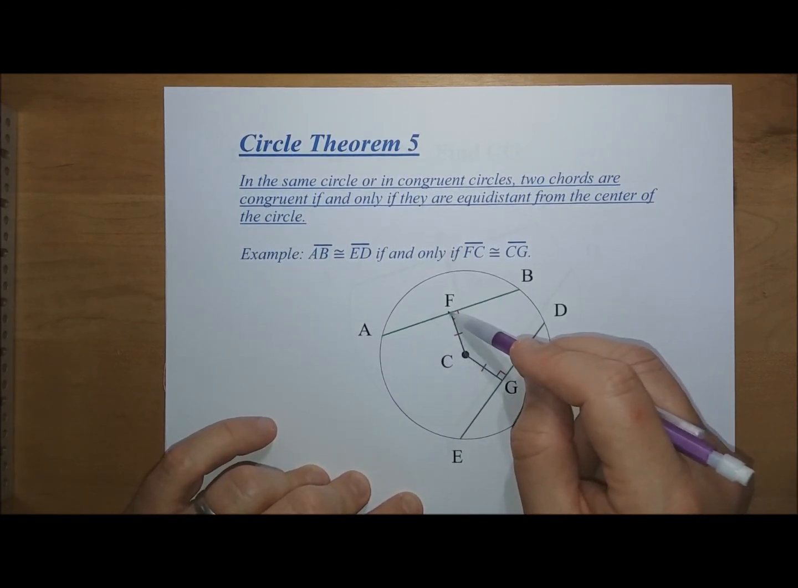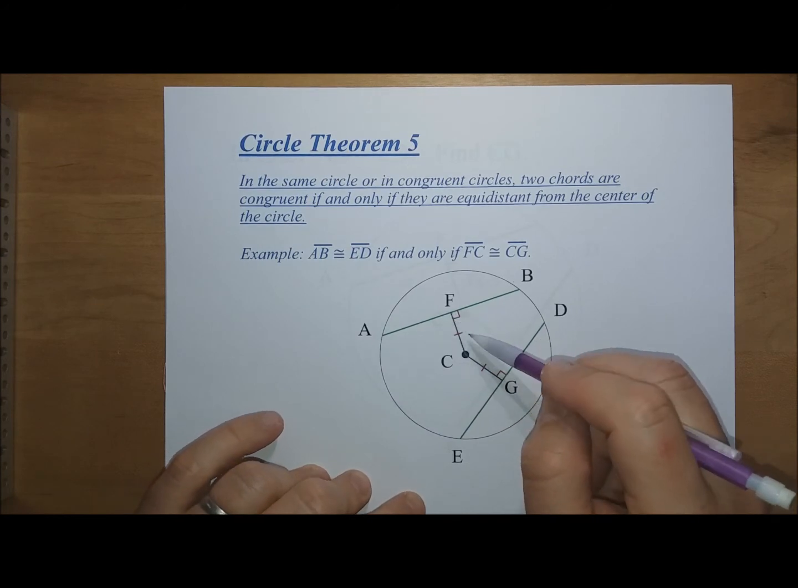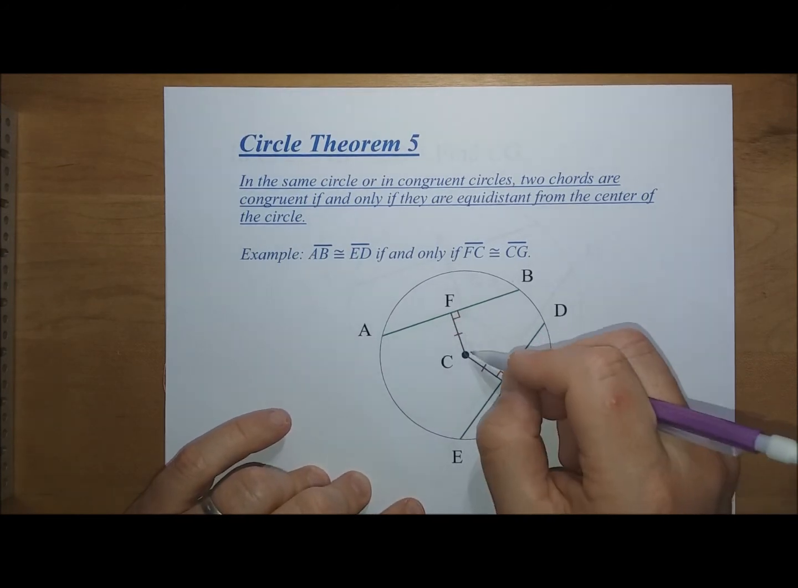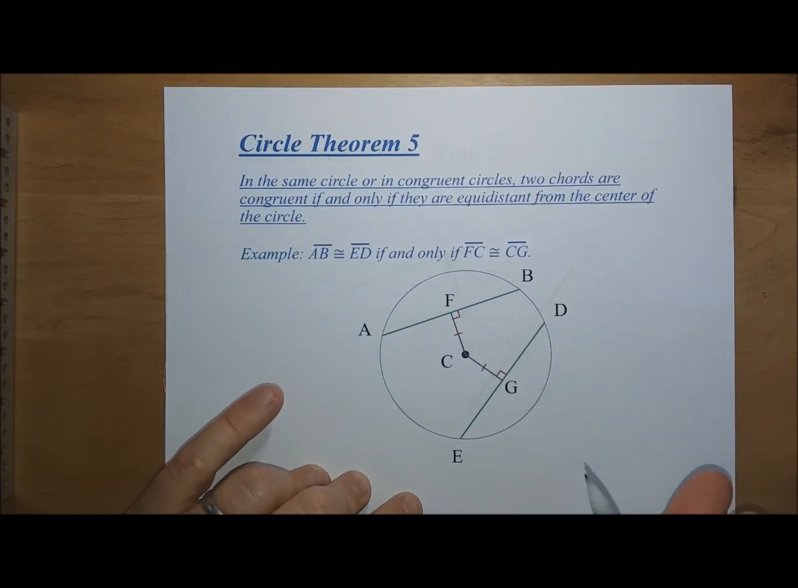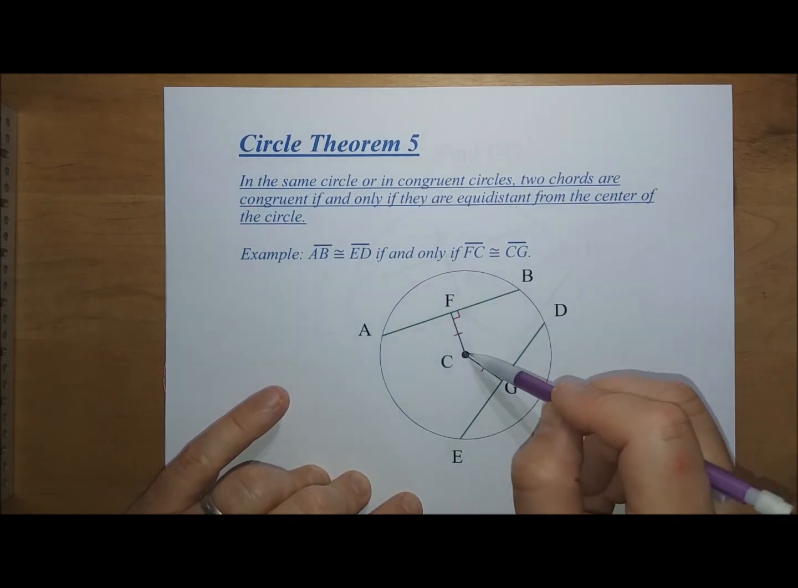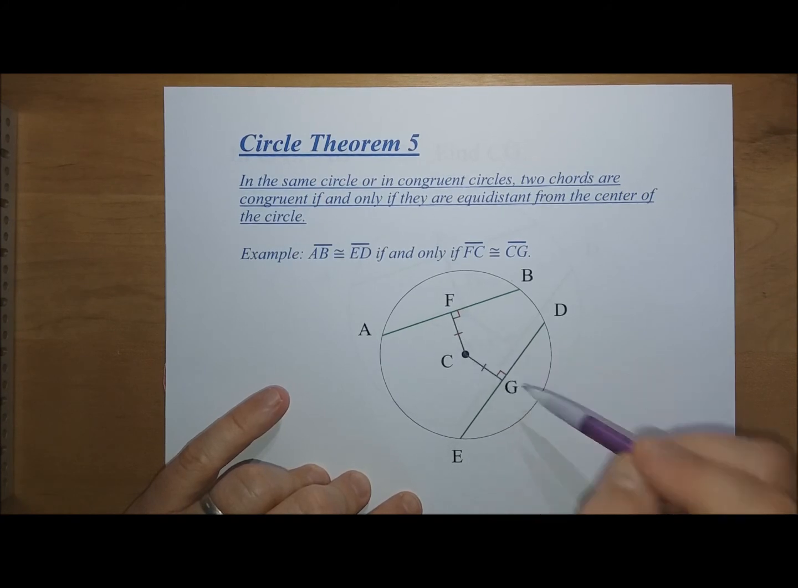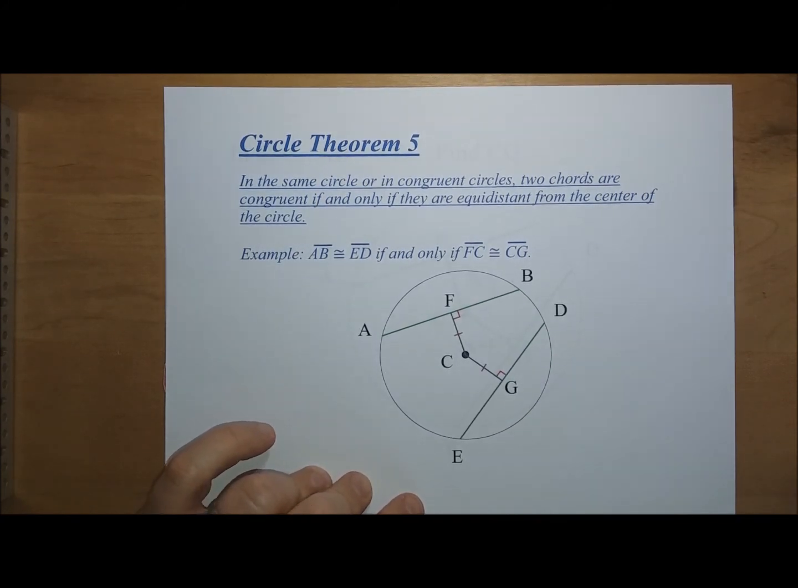This segment that is perpendicular to the chord that passes through the center represents the distance from the center to that chord. Remember when we studied distance to a line, when we're talking about a distance from a point to a line, we're talking about the perpendicular distance. And therefore that means that each of these must be the same length. So two chords in the same circle or in congruent circles are congruent if and only if they're equidistant from the center.